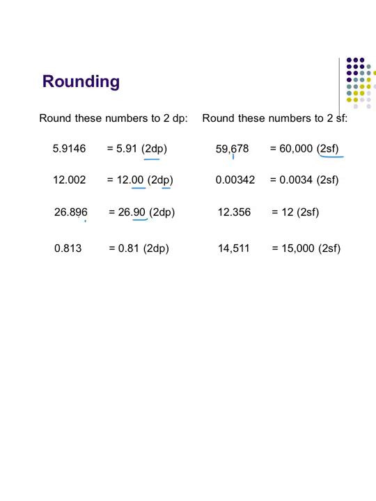Remember, with significant figures, we count from the first non-zero digit. So we're going to count from the 3, and we look at the third significant figure, which is a 2, less than 5, so we round down, 0.0034. That's often one that confuses people.